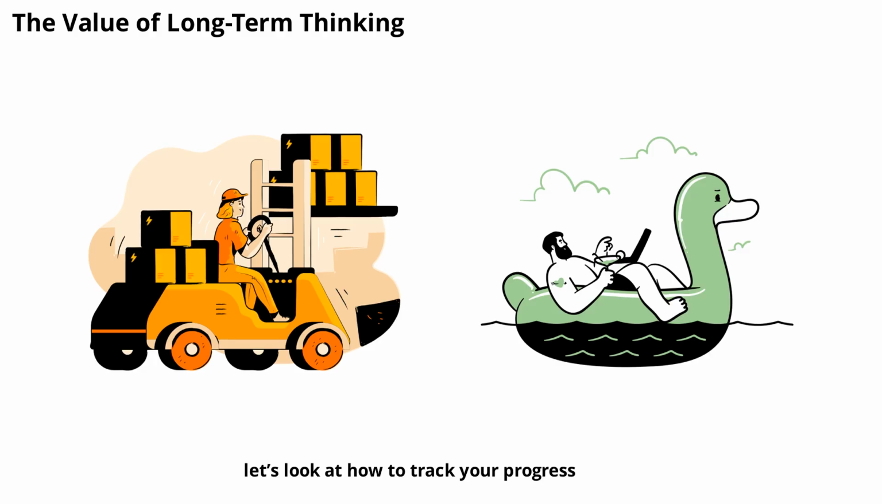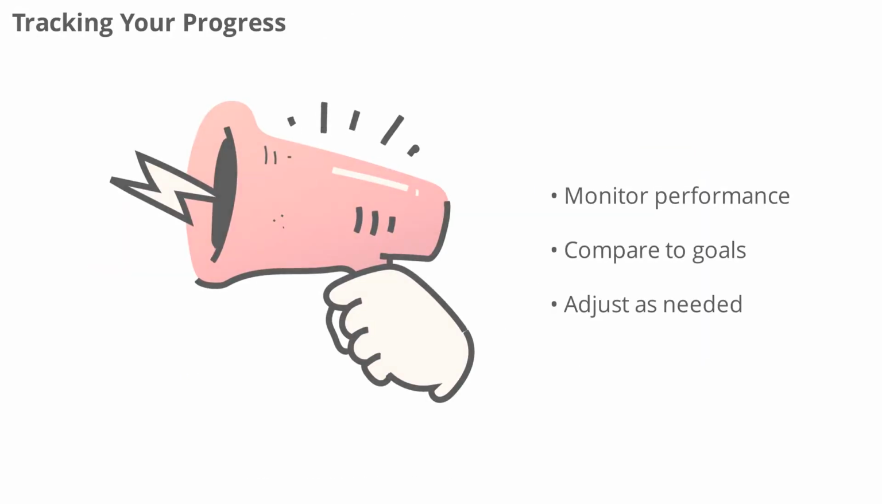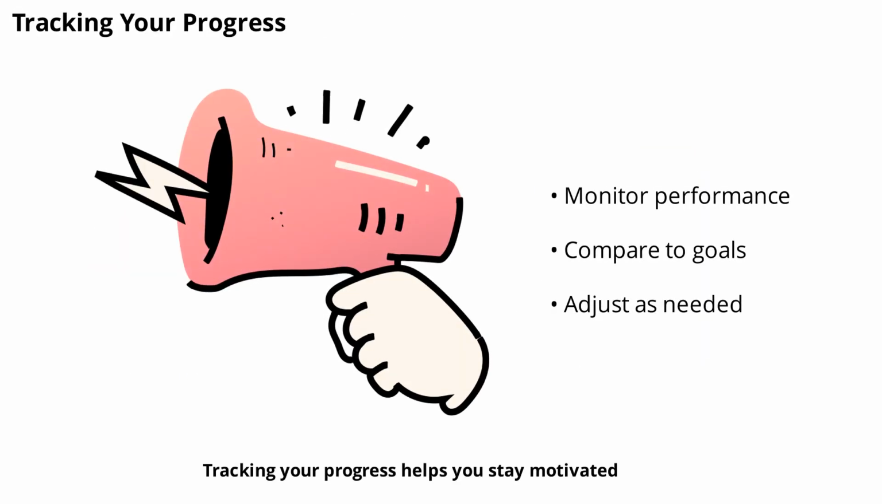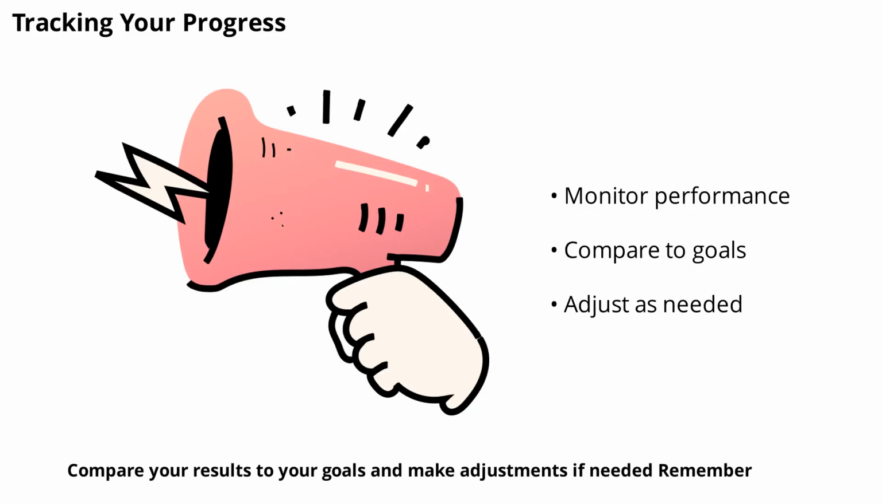Next, let's look at how to track your progress. Tracking your progress helps you stay motivated and make sure you're on the right path. Use spreadsheets, apps, or your investment platform's tools to monitor your portfolio's performance. Compare your results to your goals and make adjustments if needed. Remember, progress may be slow at first, but consistency pays off.